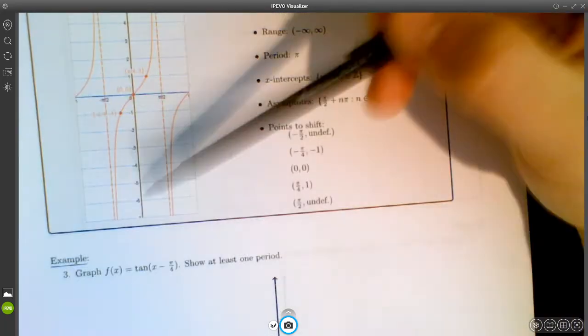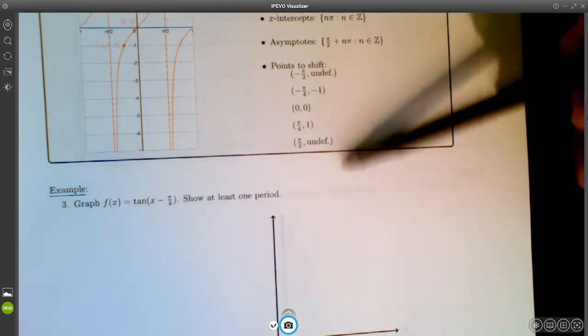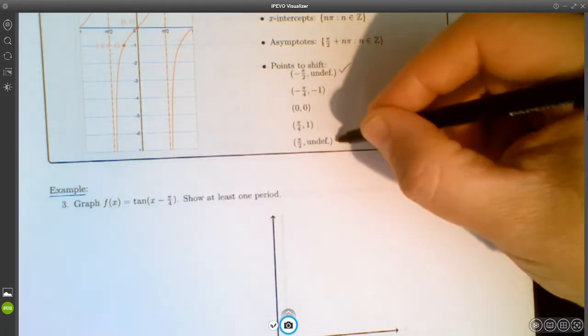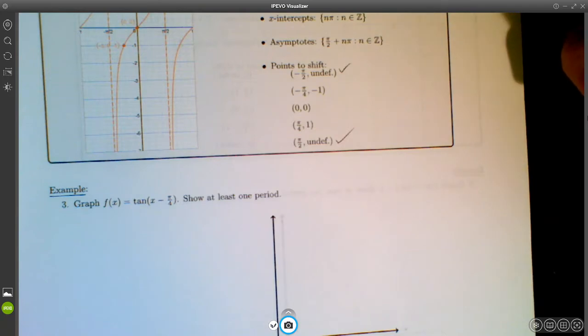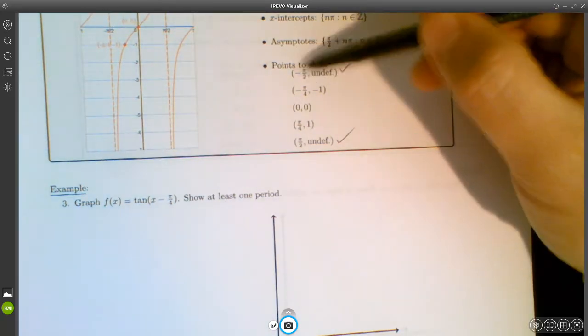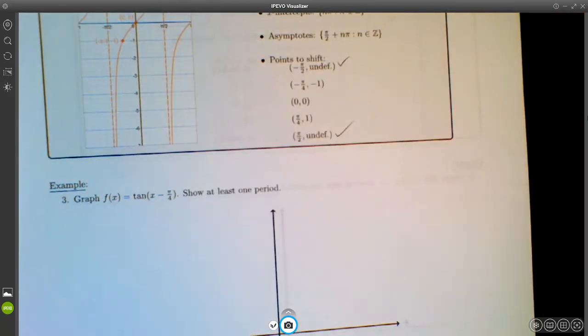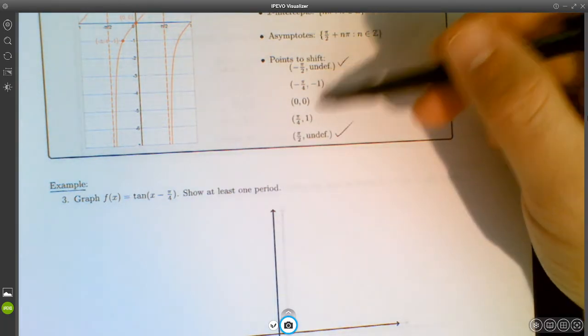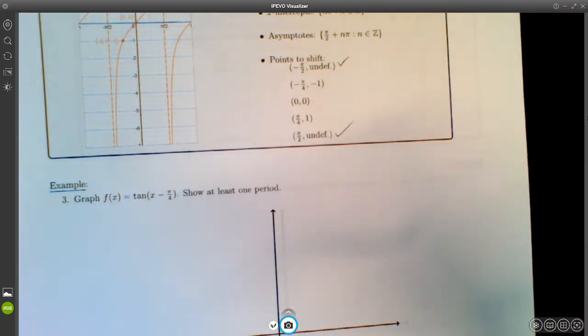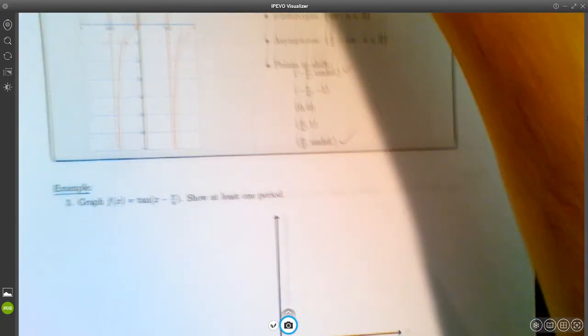Now the points that I want you to shift around when you're graphing the tangent function are these. And actually these two here are not really points at all, they're asymptotes, right? But you have an asymptote at negative pi over 2 and at pi over 2, and it's important to get those on the graph. Then in addition to that, you should shift around these 3 points. So let's practice doing that.